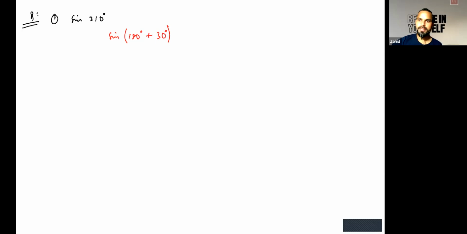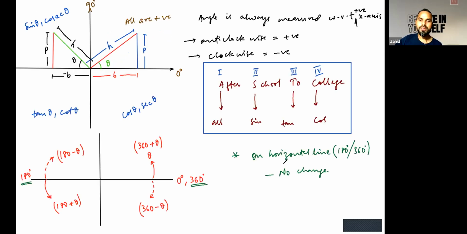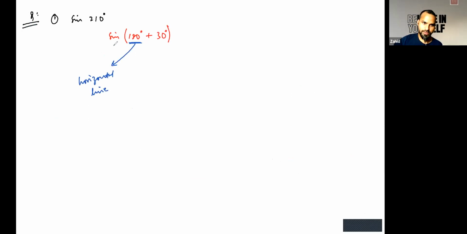Now, in this particular splitting, this 180 degrees defines nothing but a horizontal line. And as we know, by using this rule, on a horizontal line there would be no change in the trigonometric ratio, so it will be the same. Here we have sine, so it will be the same sine, and this particular theta as well.